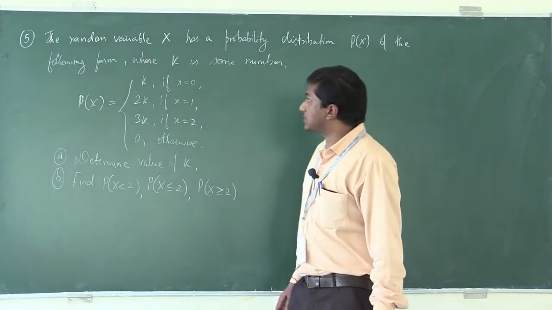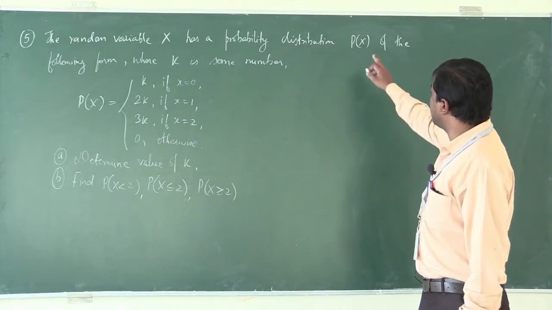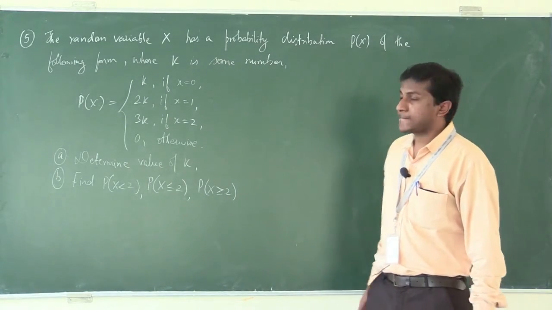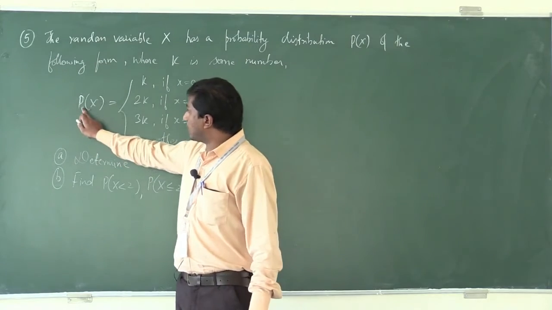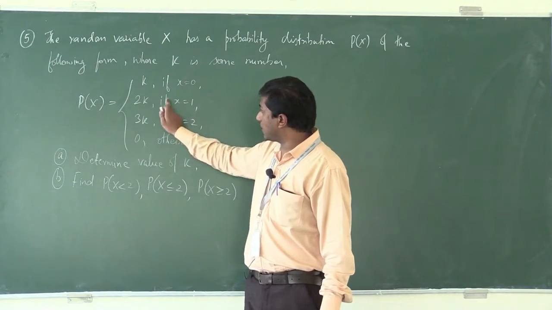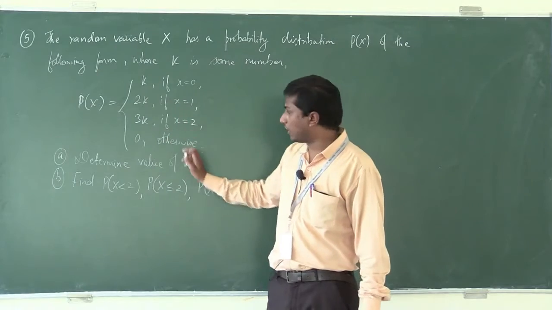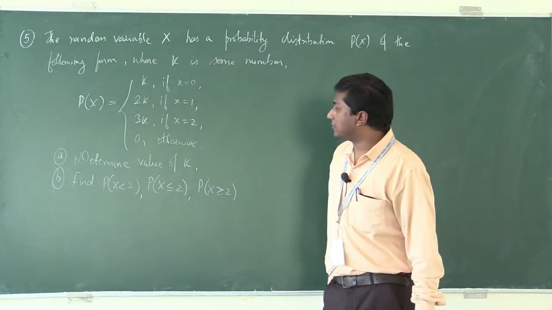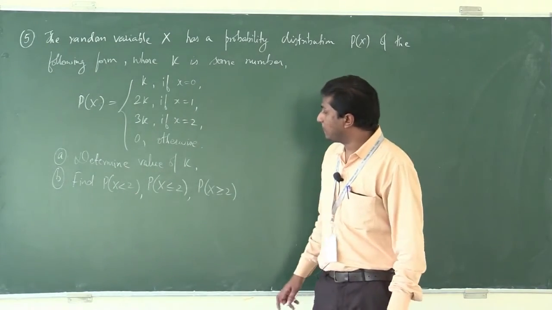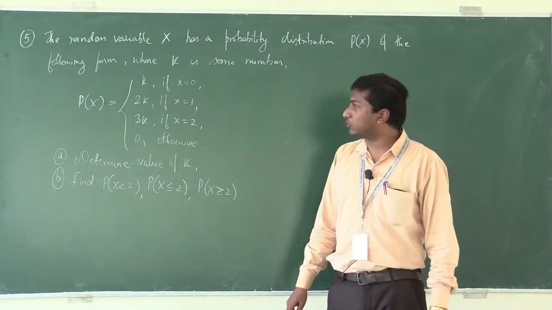Problem number 5 states that the random variable x has a probability distribution p of x of the following form, where k is some number. P of x equals k if x equals 0, 2k if x equals 1, 3k if x equals 2, 0 otherwise. Subquestion 1, determine value of k. Subquestion 2, find p of x less than 2, p of x less than or equal to 2, and p of x greater than or equal to 2.